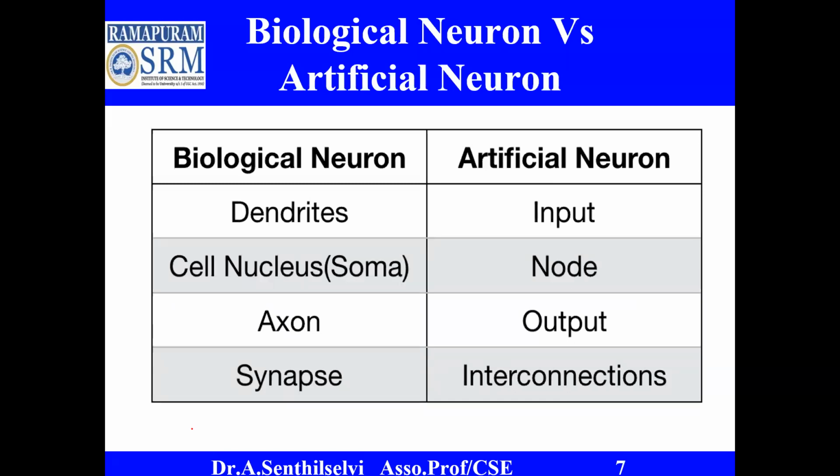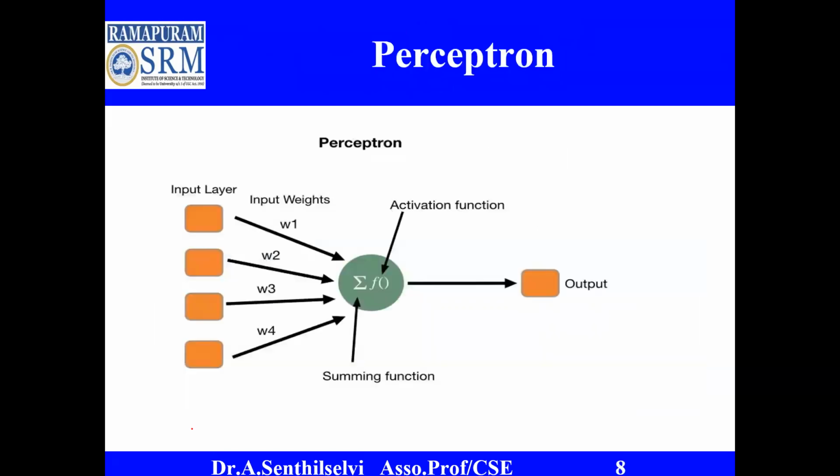A single node in the artificial neural network is called a perceptron. This is a simple perceptron. It consists of an input layer, and we have some kind of input. Those inputs are summed together, and that summed output is passed to the activation function. Then we will get the output.